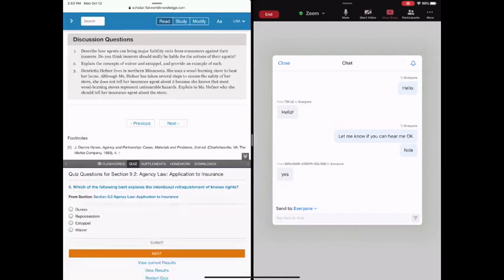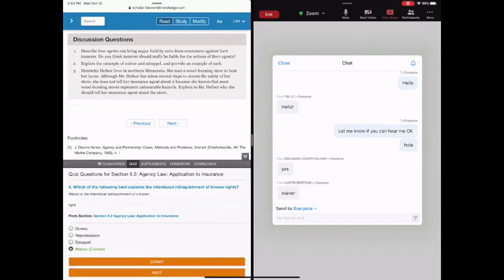And which of the following best explains the intentional relinquishment of a known right? Yes, waiver. Thank you. Awesome. Thanks. Okay.